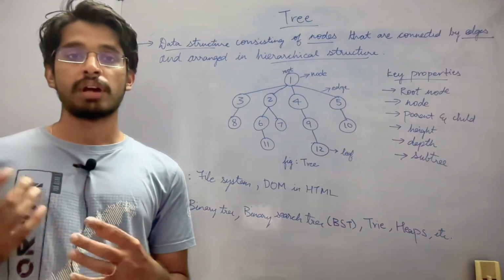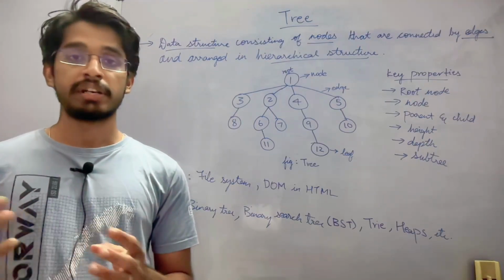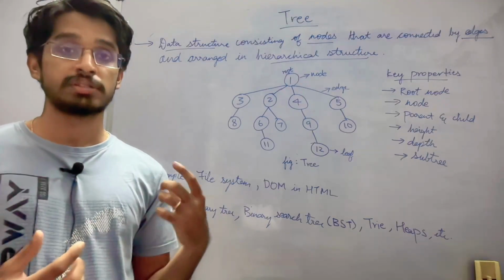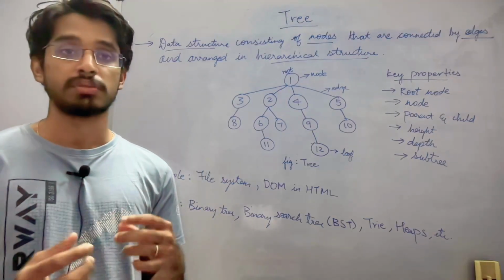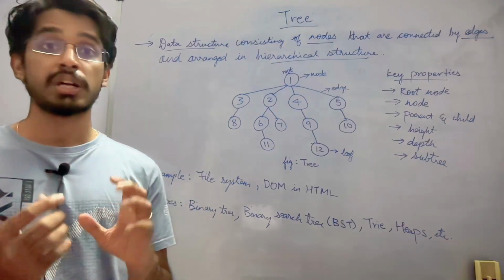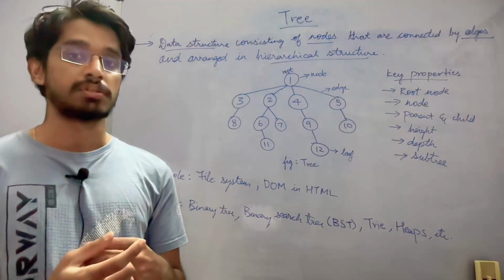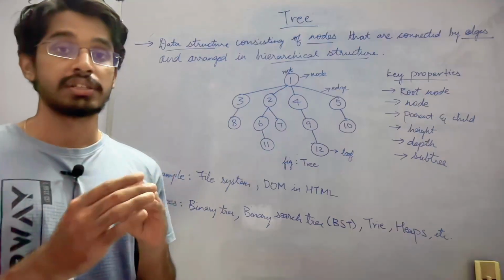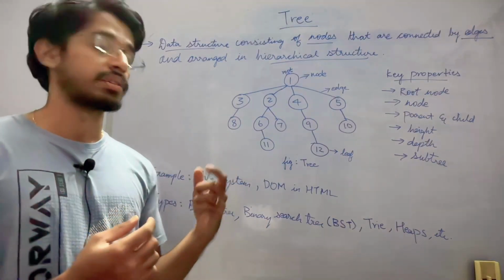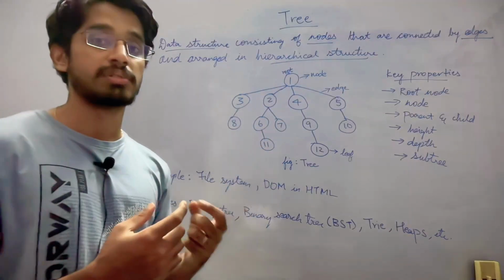So let us learn another type of data structure in DSA, that is tree. A tree is also a data structure which consists of nodes, similar to the nodes used in a linked list but not the same, which are connected to each other using edges. And they are arranged in the form of a hierarchy.